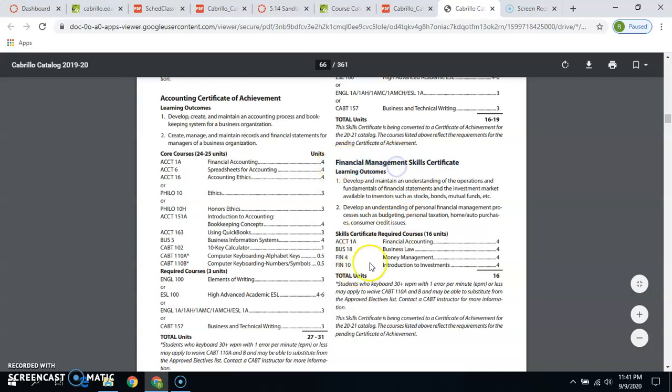And for that, it's very specific. You need Accounting 1A, Business 18, Finance 4, and Finance 10 for a total of 16 units. Once you complete all these courses, you would be granted a skill certificate in financial management.